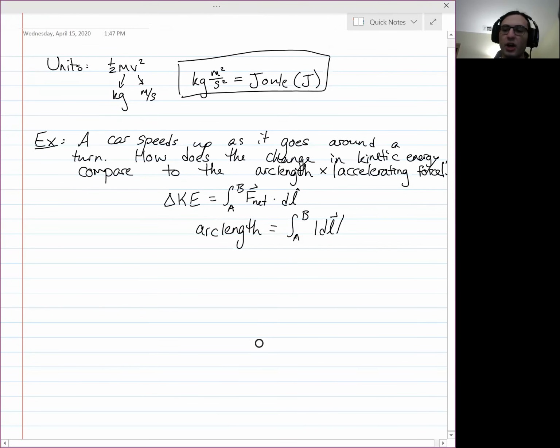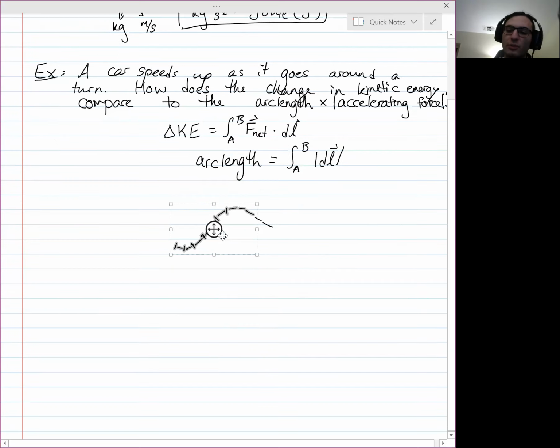So right, where was I? Arc length is just the integral of DL, because that's just adding up the lengths of all of those little infinitesimal lengths, right? If I just add up all these distances, this distance plus this distance plus that distance, that will give you the full length. And that's all an integral is. It's just adding up the little infinitesimal contributions. It's still misbehaving. I'll probably have to restart this thing at some point.